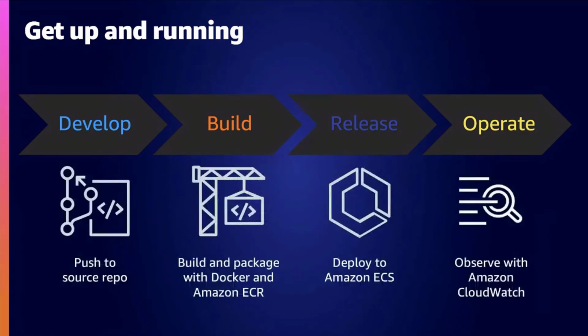So how does all of this map in our world of AWS? Well, for develop, you would be writing code and pushing it to a source repo. For build, you would be building and packaging. And again, in our situation, it's going to be with Docker, and we're probably going to be pushing to a registry like Amazon ECR. And then to release it, we would simply deploy using Amazon ECS, and then operating, we would be observing what's happening with Amazon CloudWatch.